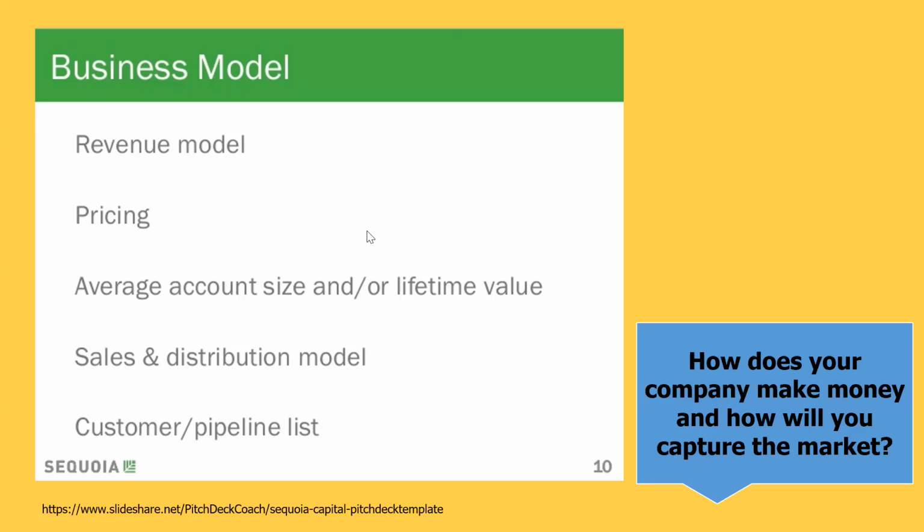What is your sales and distribution model? You've said how much you're going to charge, but then how are you going to get to those people? And then really going deeper into who your pipeline is and how you can really capture that pipeline. But essentially, a business model is how your company makes money and how you will capture the market.